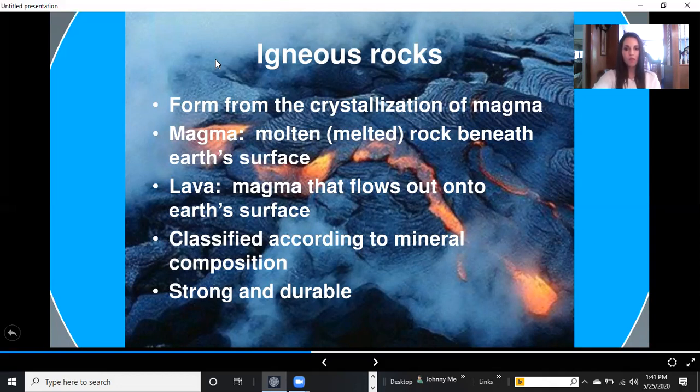Classification is based on mineral composition. So what minerals are making up igneous rocks, that's going to determine how the igneous rock is classified. Igneous rocks are also known for being strong and durable.